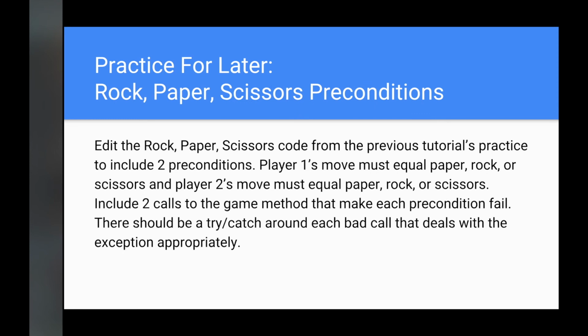So the practice for later is to change the rock, paper, scissors code from the previous tutorial's practice to include 2 preconditions. Player 1's move must equal rock, paper, or scissors, and player 2's move must equal rock, paper, or scissors. Include 2 calls to the game method that make each precondition fail. There should be a try-catch around each bad call that deals with the exception appropriately.